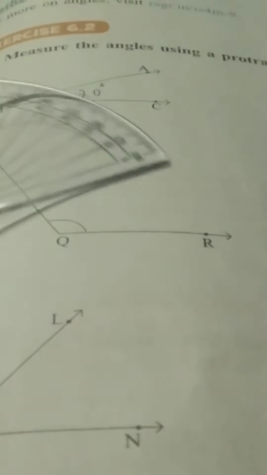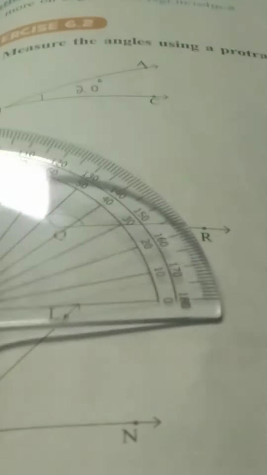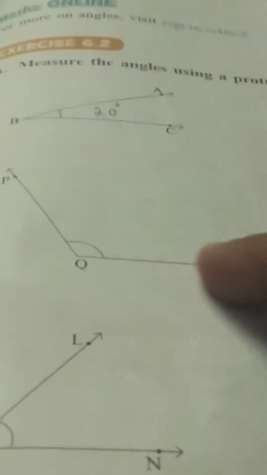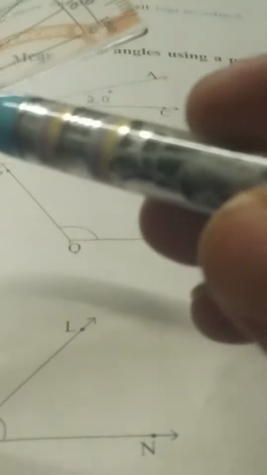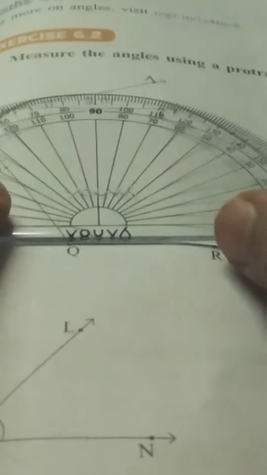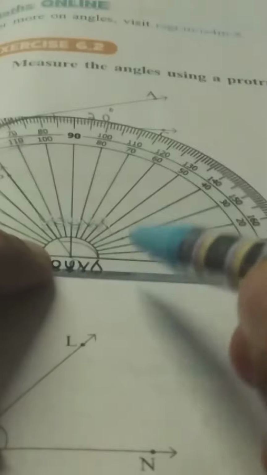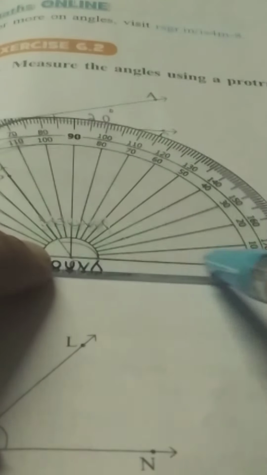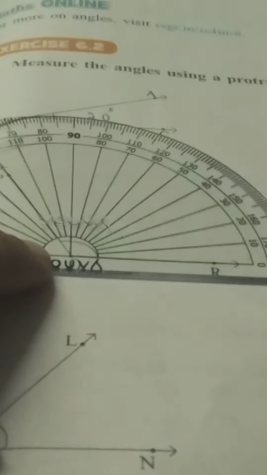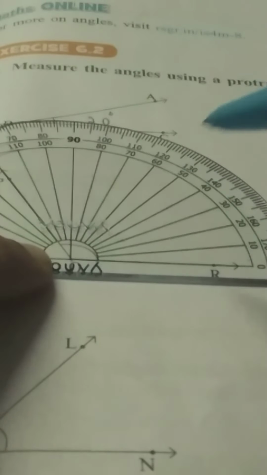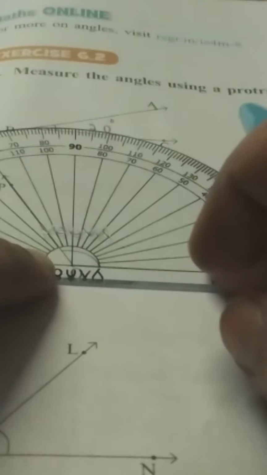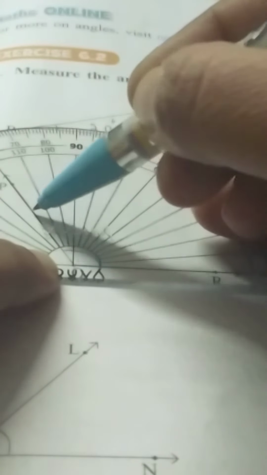Let us measure this angle now. Again, I'm going to keep my center on this Q, and this ray QR should match with this ray, exactly matching with the 0 degree line. Now, after it is matching with the 0 degree line, I will see where is my second ray going. My second ray is going here.